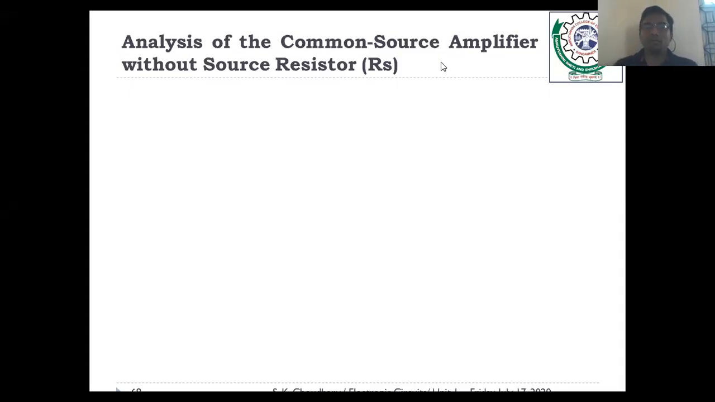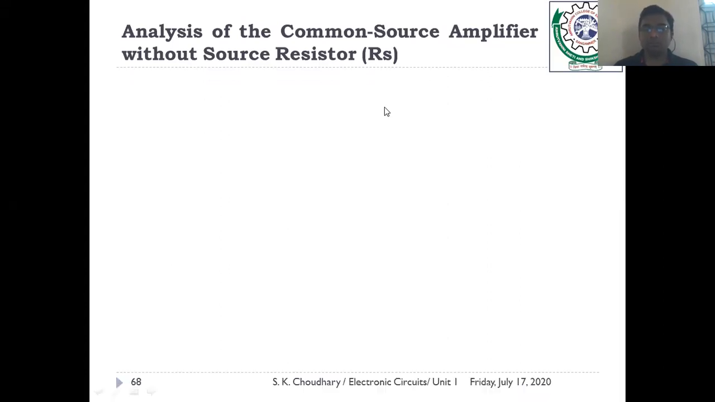Today we are going to start with the topic of analysis of common source amplifier without source resistor. But before this topic, let us take a quick revision of the last lecture of electronic circuits. In the last lecture, we learned the AC equivalent circuit and how to draw the small signal equivalent circuit.